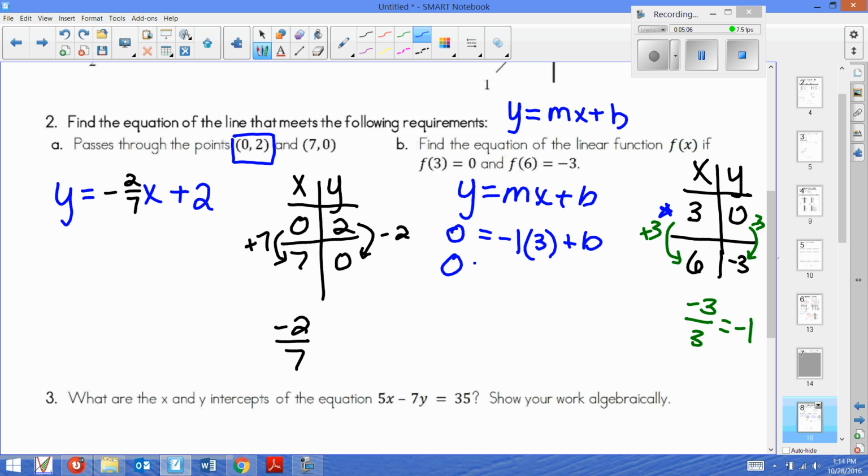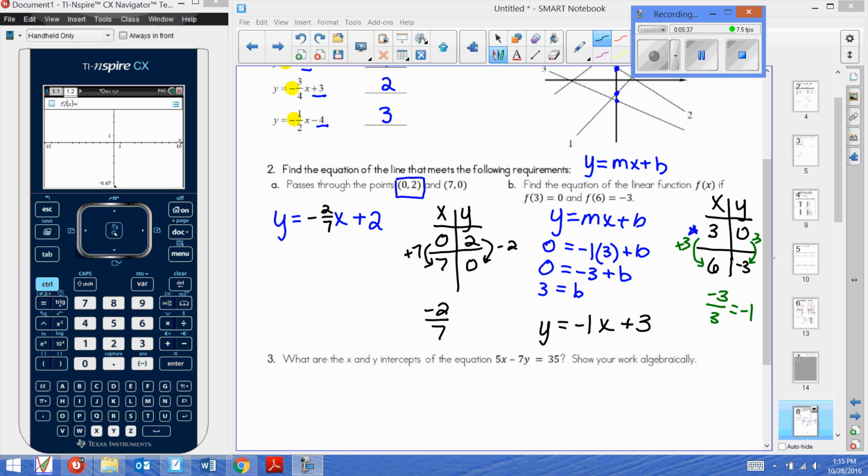So 0 is going to equal, well, -1 times 3 is -3 plus b. And if I move the -3 over to the other side, I switch the sign, and I find that my y-intercept is 3. So now I have the slope. Now I have the y-intercept. Let's write our equation. y is going to equal -1x plus 3.